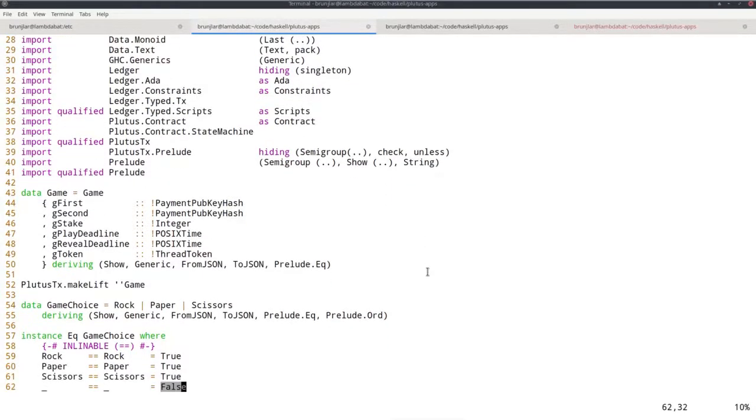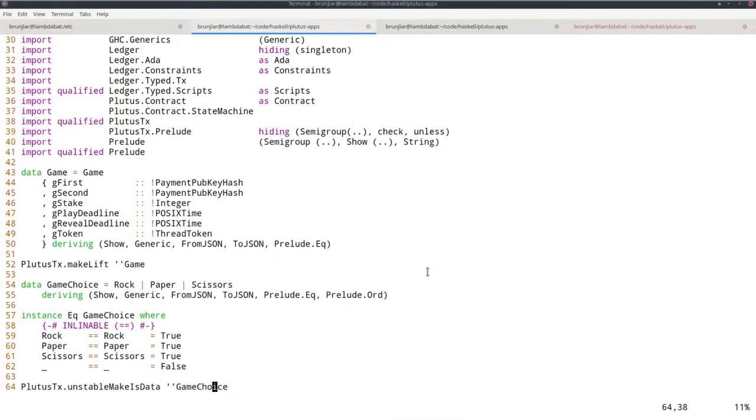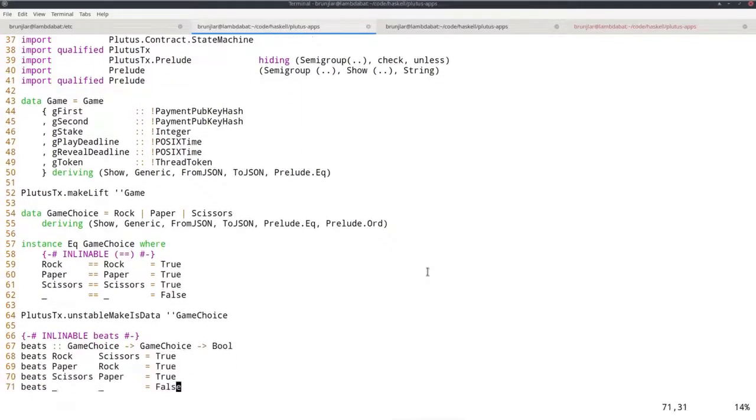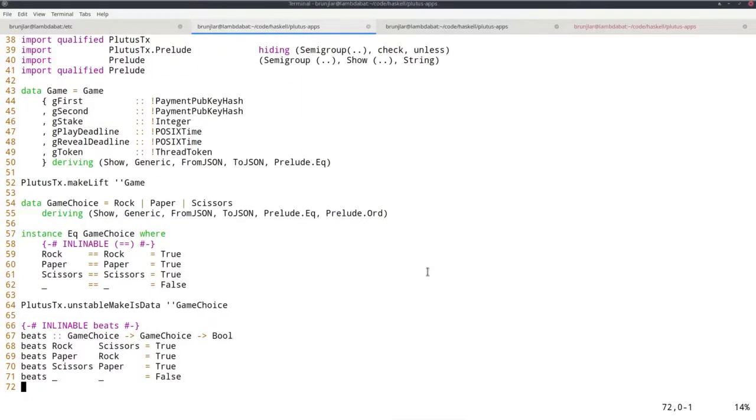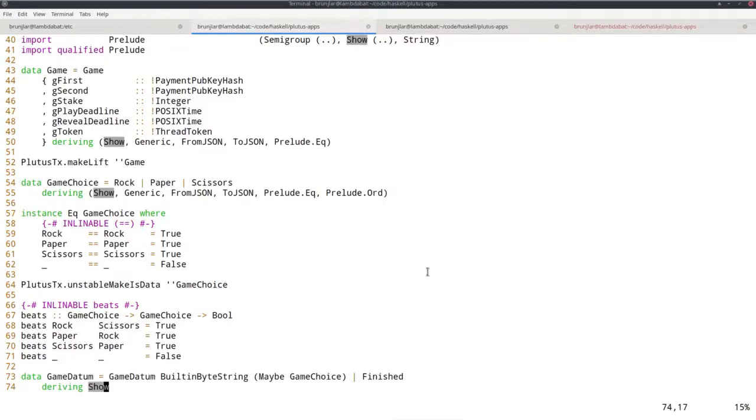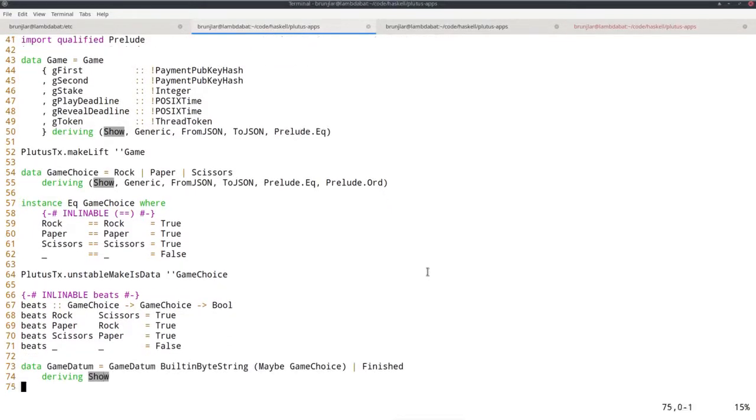So rock equals rock, paper equals paper, scissors equals scissors, nothing else equals anything else. And I suppose it will be helpful to implement a beats function that takes 2 of these choices and says whether the first one beats the second. So rock beats scissors, paper beats rock, and scissors beat paper, and that's all. And I want you to re-implement the game with these additional options.